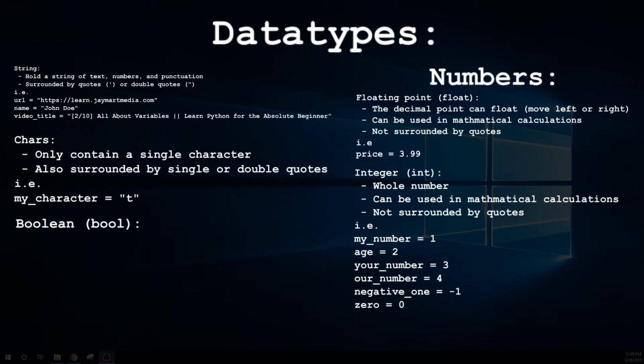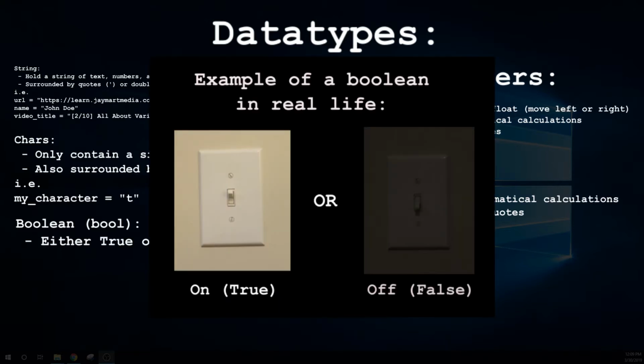The final variable type we'll be discussing in this video is the Boolean or bool. A Boolean holds either a true or false value. An example of a Boolean value in our everyday life would be an on-off light switch. The light is either on, which would be true, or off, which would be false. There's no in between. It's either on or off, true or false.